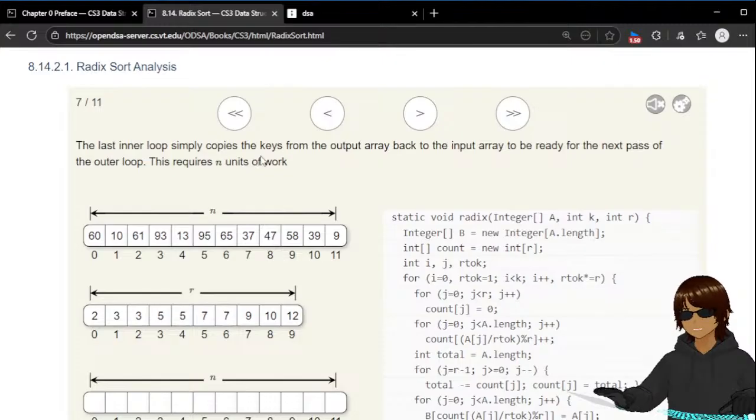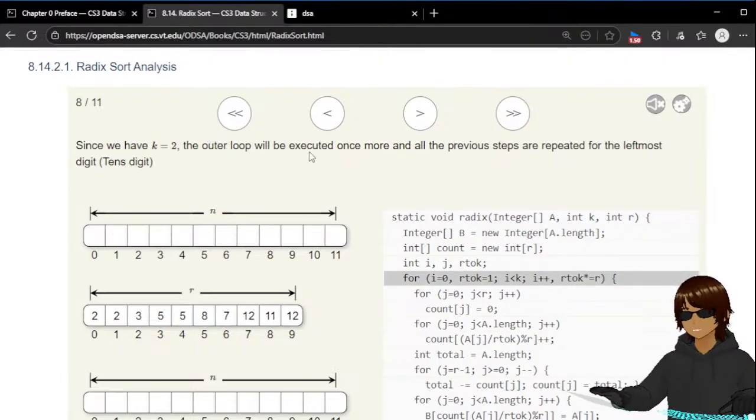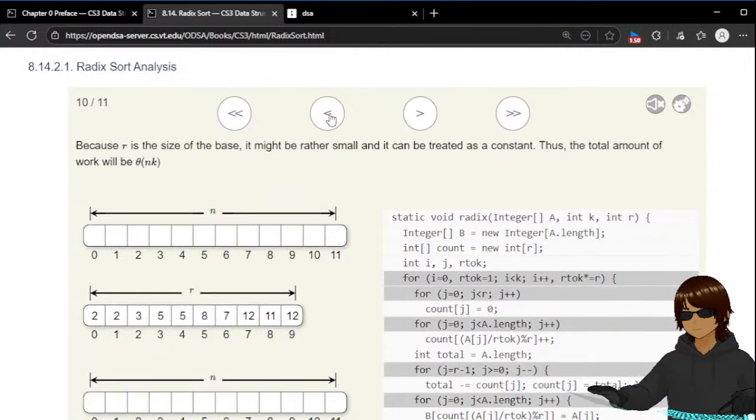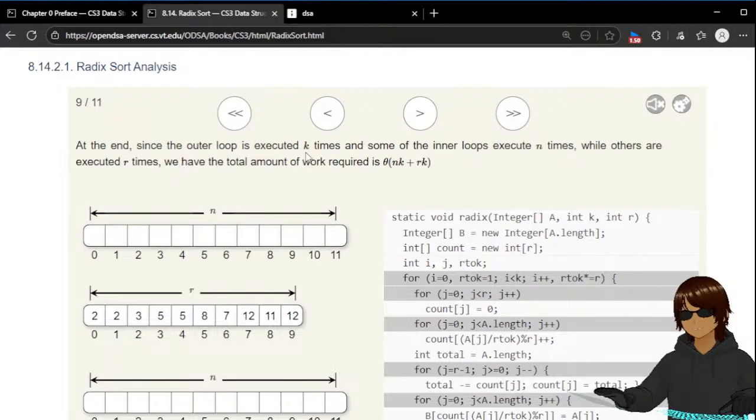The last inner loop simply copies the keys from the output array back to the input array to be ready to be processed for the next pass of the outer loop. This requires n units of work. So wouldn't it be kn, where k is the number of digits? Since we have k equal to 2, the outer loop will be executed once more. At the end, since the outer loop is executed k times and some of the inner loops are executed n times while others are executed r times, the total amount of work required is theta of nk plus rk.